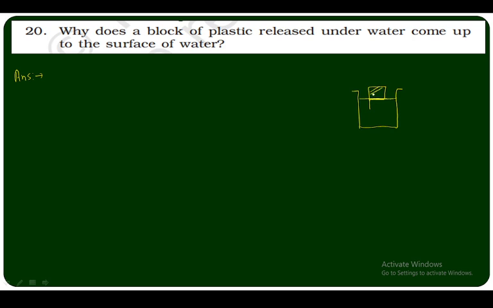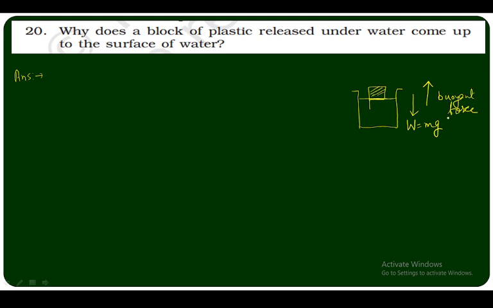This block of plastic has a downward pull of the earth, that is called the weight of this object, and we know that weight of the object is m into g, where m is the mass and g is the acceleration due to gravity, right? And when we put the plastic in water, there is an upward force acting, and this is what we call buoyant force. This is called buoyant force in the upward direction.